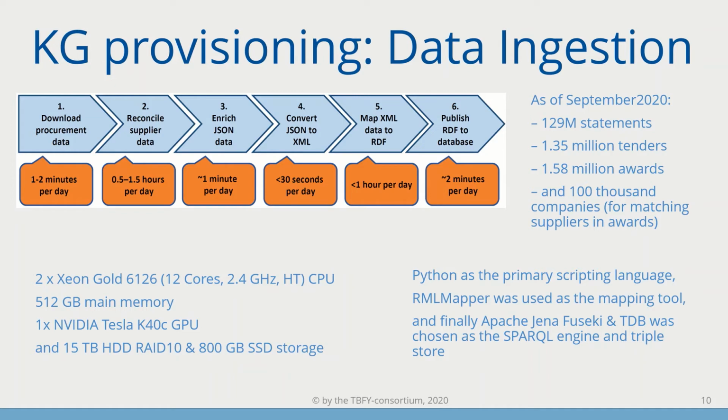On the left bottom, you will see the configuration of the machine that we are using for this process. We use Python as the primary scripting language, RML mapper as the mapping tool, and finally Apache Jena Fuseki as the SPARQL engine and the triple store. As of September 2020, we have 129 million statements, 1.35 million tenders, and 1.58 million awards. And we also have 100,000 companies matched in the awards as suppliers.